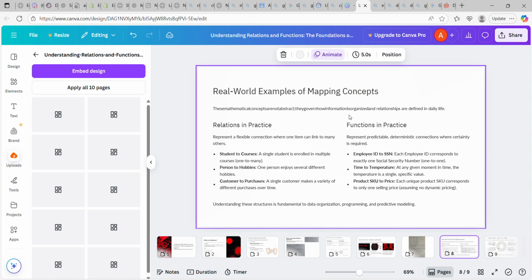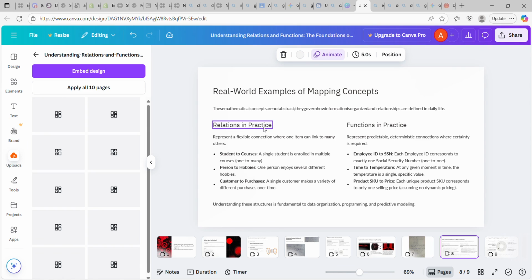Moving to the next, we can take real-world examples of mapping concepts. Relations in practice: student to courses, a single student is enrolled in multiple courses, which is considered one-to-many. Person to hobbies, one person enjoys several different hobbies. Customer to purchases, a single customer makes a variety of different purchases over time.